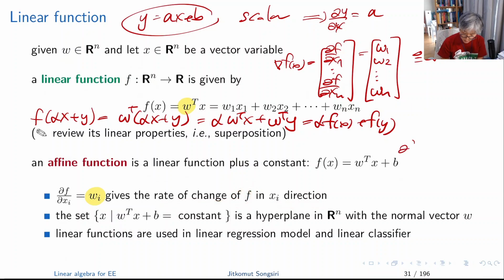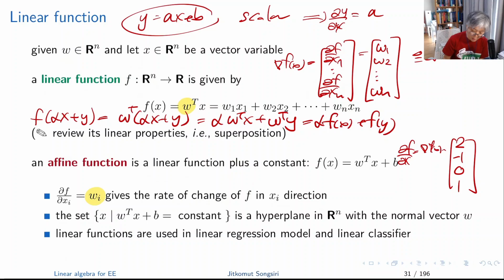So you can say if your gradient is 0, negative 1, 0, 1, what you can say is that in the direction of x1, the rate of change is highest, all right? And there is no change in your function f, even though your x3 is changed.